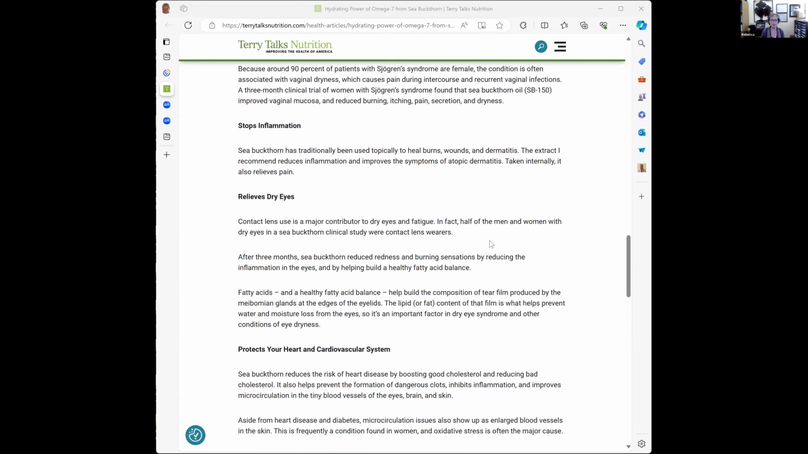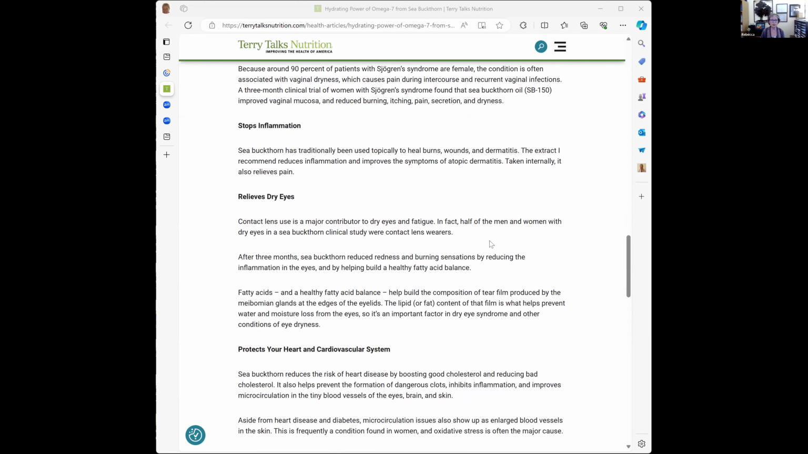So definitely if you're an MSM eye drop user, and you've not tried the ones with the sea buckthorn, I recommend probably the Cadillac of the four options, which would be the MSM with magnesium with sea buckthorn.